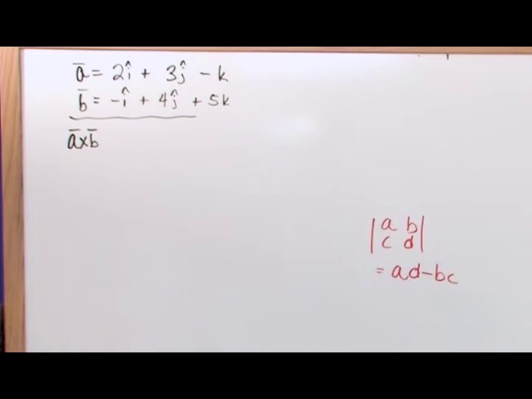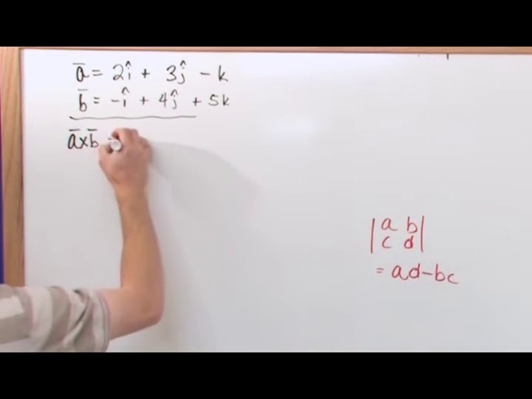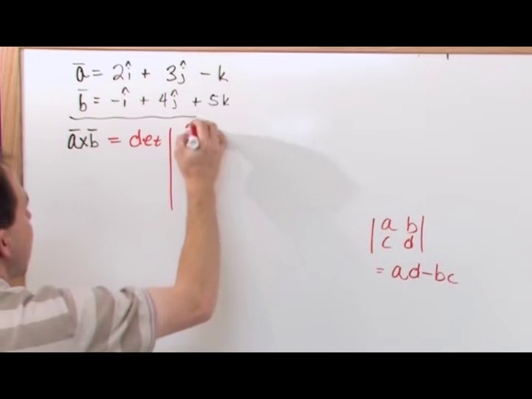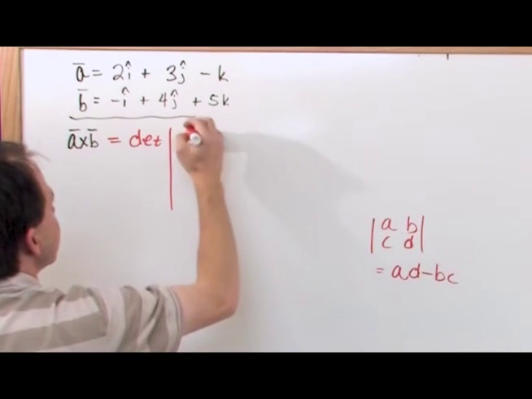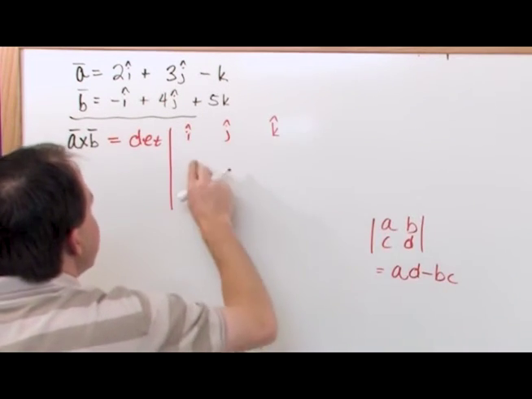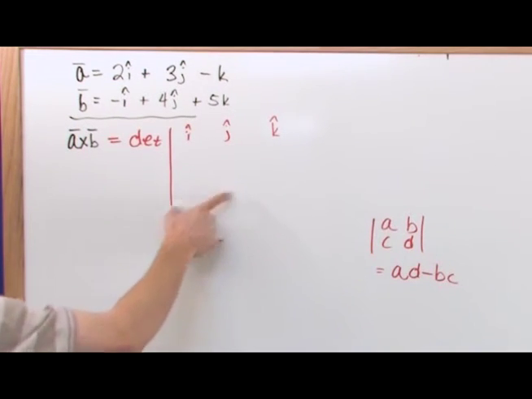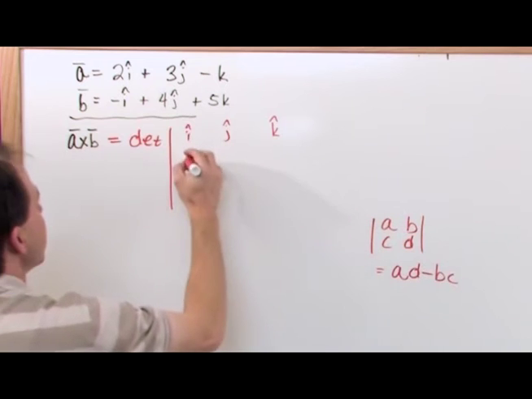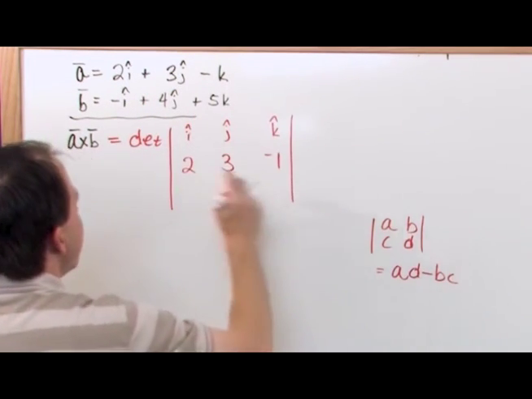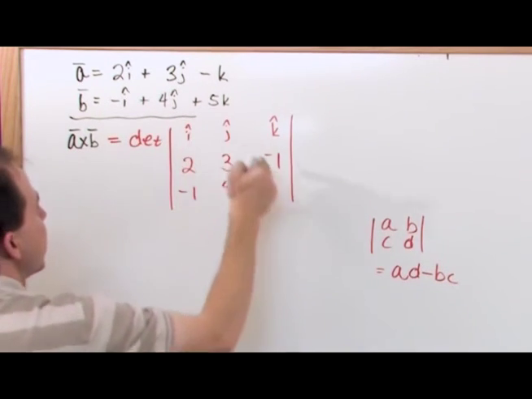Okay, what we do is we construct our determinant just like we did before. Let me switch colors. Okay, so it's going to be equal to the determinant of the following matrix. You always put I, j, and k at the top. Okay, now you just fill in components. What are the components of A? That's what goes in the next line, and then the components of B go on the next line. So you have 2, 3, and negative 1. And for the B vector, you have negative 1 here, 4 here, and 5 here.